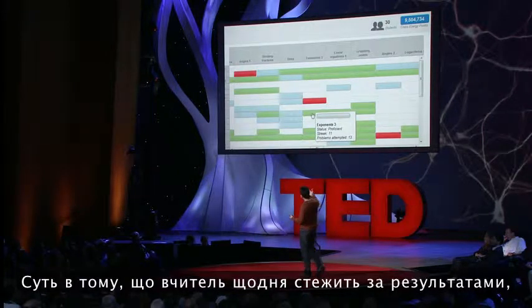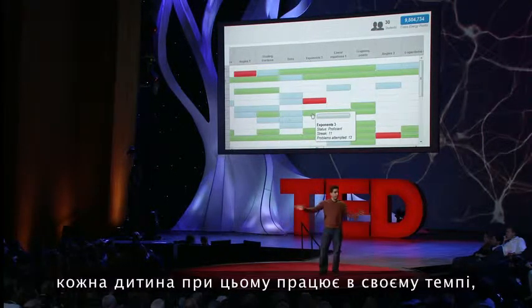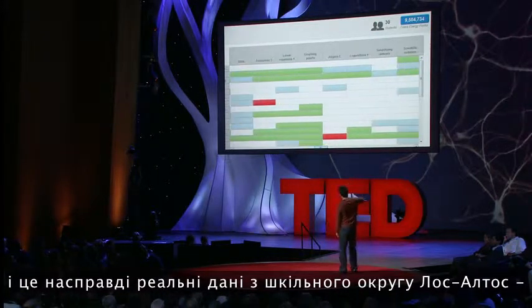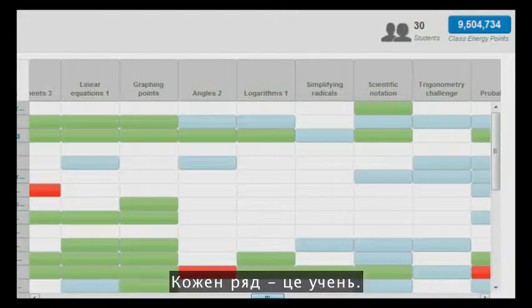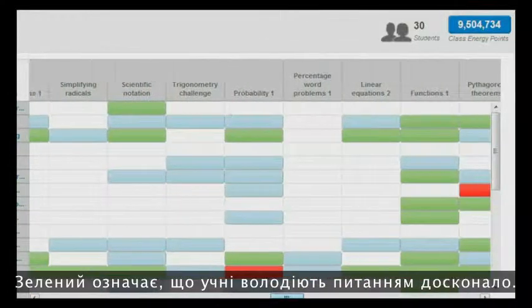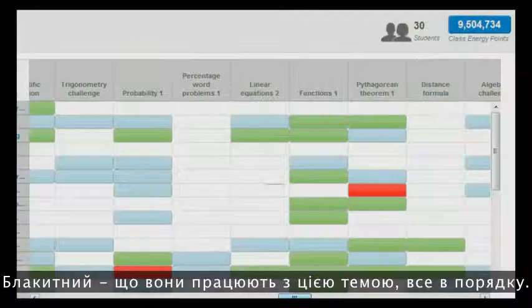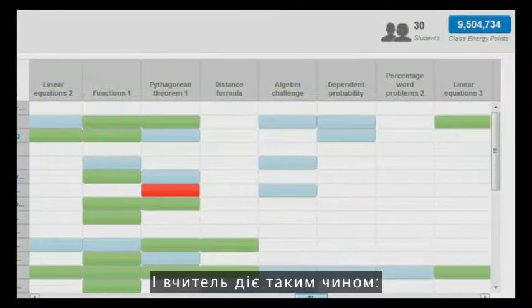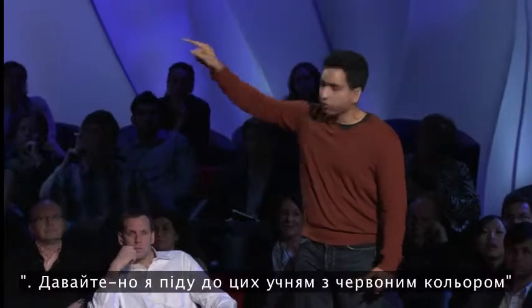And so the paradigm is the teacher walks in every day, every kid works at their own pace, and this is actually a live dashboard from Los Altos School District, and the teacher looks at this dashboard. Every row is a student. Every column is one of those concepts. Green means the student's already proficient. Blue means that they're working on it, no need to worry. Red means they're stuck.